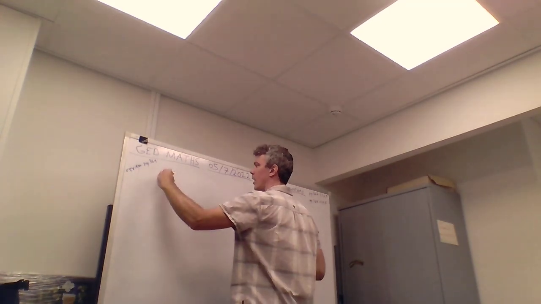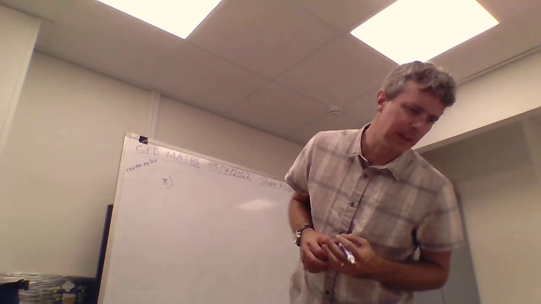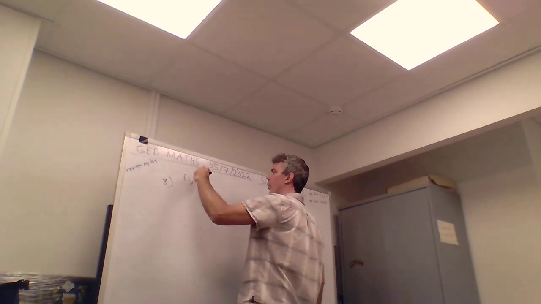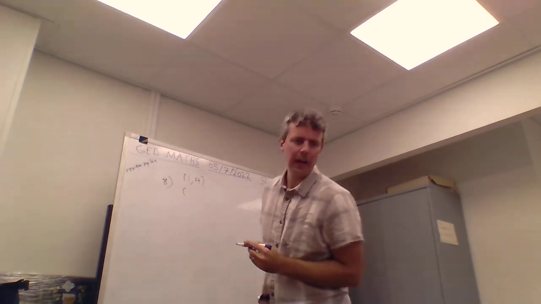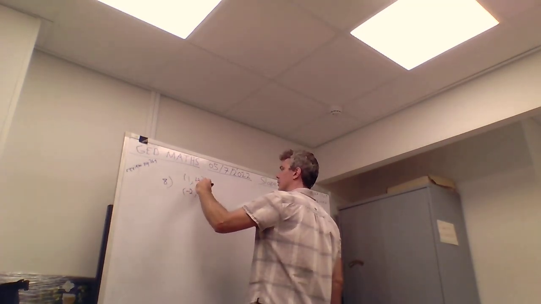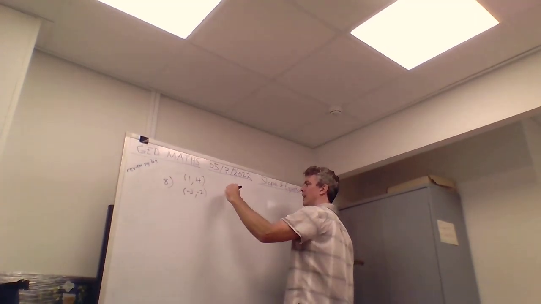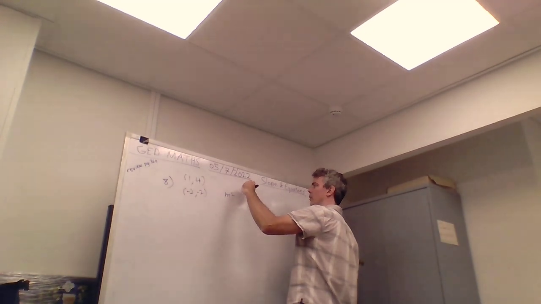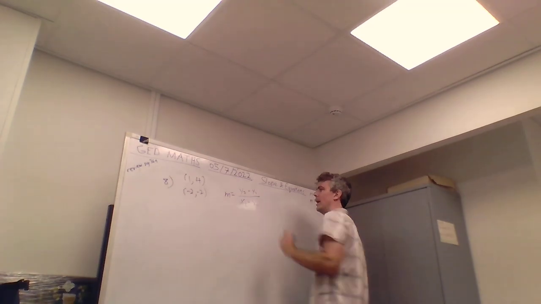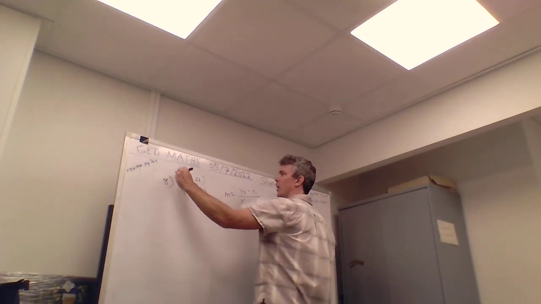So number 8, what it's asking you is, use the slope formula to find the slope of a line that passes through these. So you just want to find the slope. So we have 1 and 4, right? And -2, -2. Okay, and our slope formula is m equals y2 minus y1 over x2 minus x1. And again, it doesn't matter which one you use as long as you're consistent. Okay? So we'll say this is 1 and this is 2.